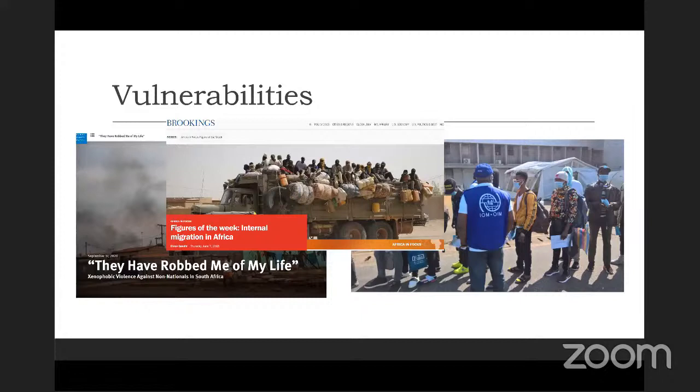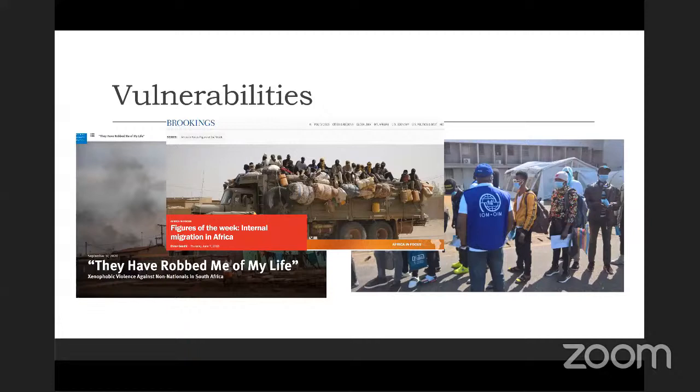Those are just newspaper articles that I've even shared before in other forums, which talk about some of the vulnerabilities that come out of making the move and leaving your home, whether temporary or permanent, and how people move, whether internally, as you can see in that picture. The next picture talks about xenophobic violence against non-nationals in South Africa and how people feel that their lives are being robbed.